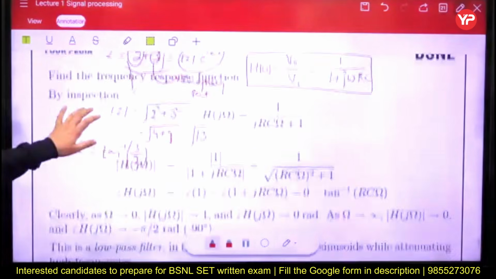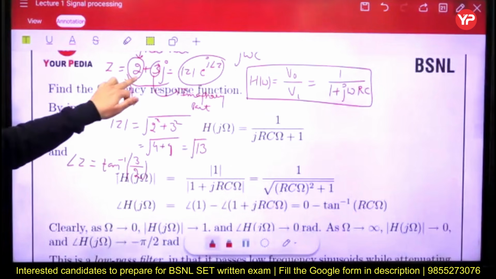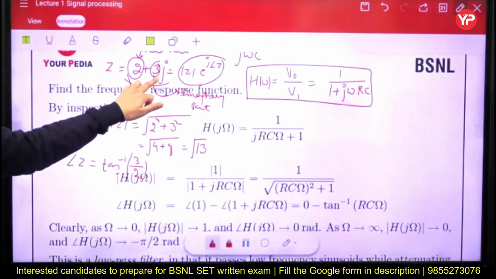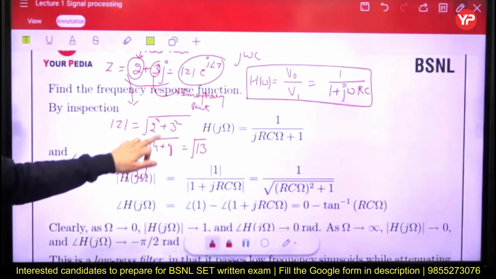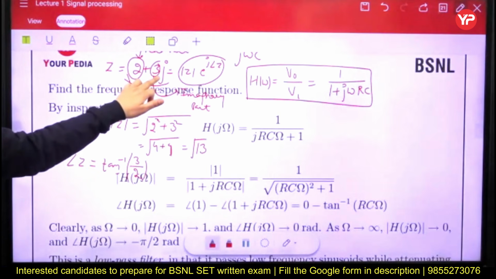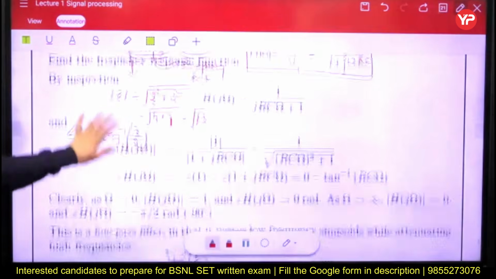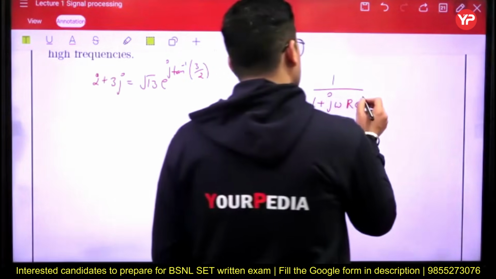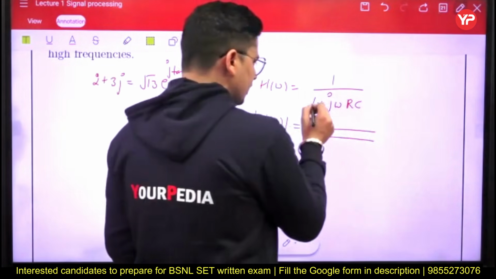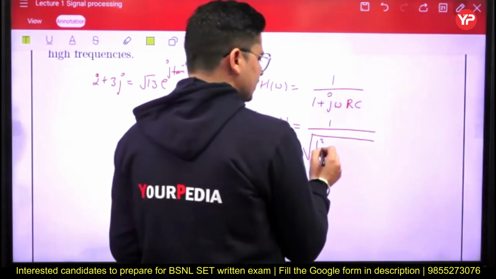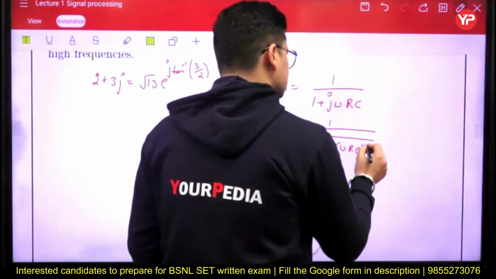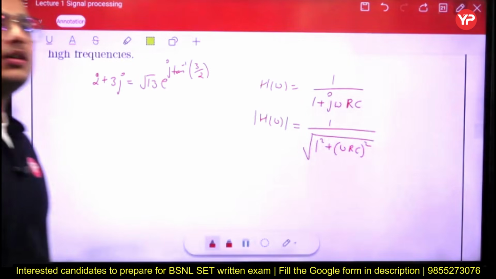What we did here is take the real part square plus imaginary part square. The imaginary part here is 3, so only 3 square. Don't go with this j. j is not the imaginary part. The imaginary part is the multiplication factor of that j. So if you are taking the magnitude of this one, that is 1 square plus omega rc square only.